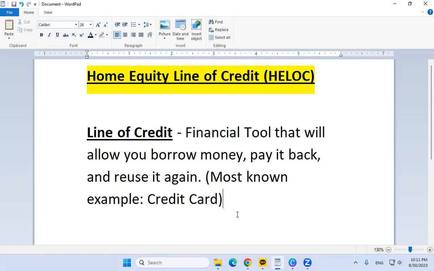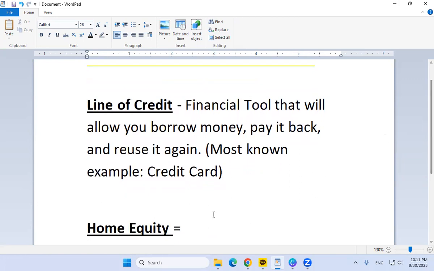Okay, so we know what a line of credit is. Most of us, I'd say 99% of us, have used credit cards. In fact, right now there's $1 trillion of credit card debt, so I know a good majority of people have used them. All right, if we scroll down, now we're going to decipher the term home equity, right?